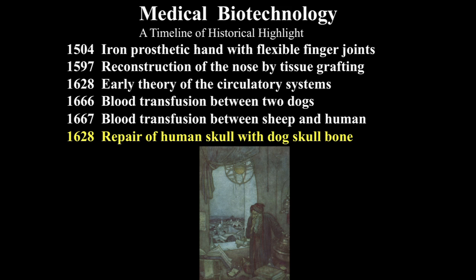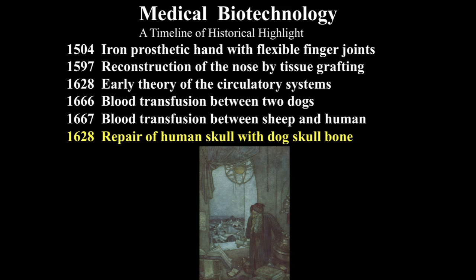If we look at a timeline of historical highlights for medical biotechnology, one that strikes me as interesting is the first prosthetic hand made out of iron with flexible finger joints in 1504. You could see that there was an obvious need, and this need was met probably by somebody who had enough money or prestige to try to fix that problem. Another interesting one is 1666, a blood transfusion between two dogs, setting up experiments that probably were prompted by need as well as curiosity.